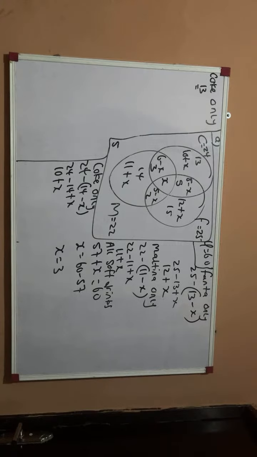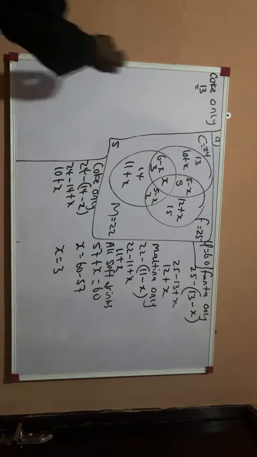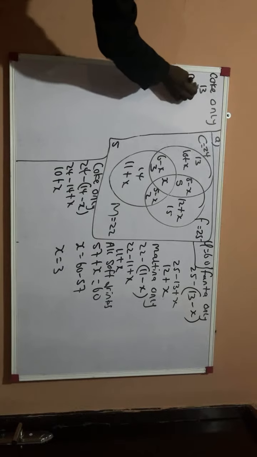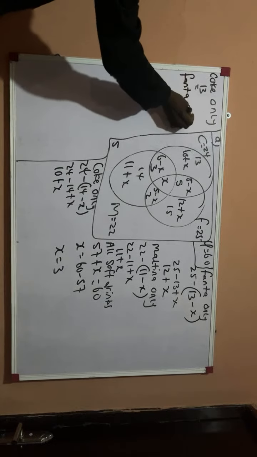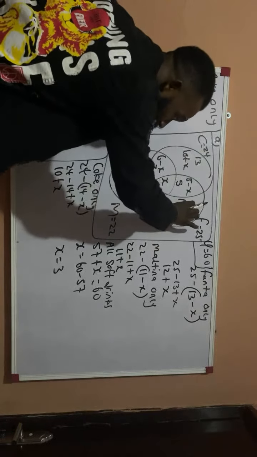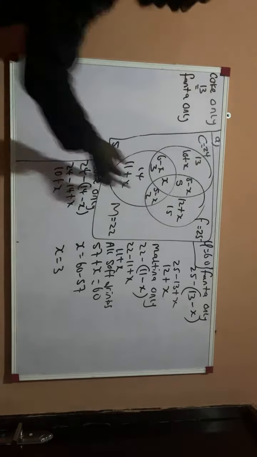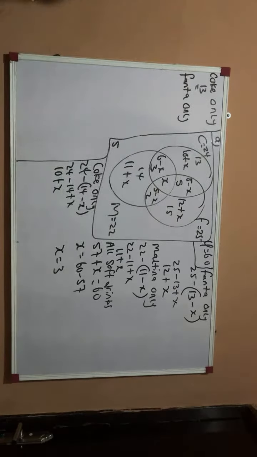Okay? Now, the next question they said was, how many drank Fanta only? Now, Fanta only. This is the circle of Fanta, but here alone is Fanta only. So what is the number we have there? 15. So here becomes 15.